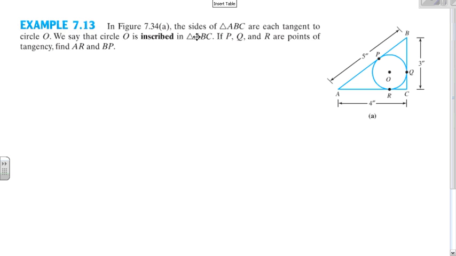So here we have triangle ABC. All the sides of the triangle are tangents to the circle that's drawn in it, circle O. So there's a vocab term that goes with that. Circle O is inscribed inside the triangle. If P, Q, and R are points of tangency, find AR and BP. Well, these are all tangents, so that means all of the tangent segments are congruent.